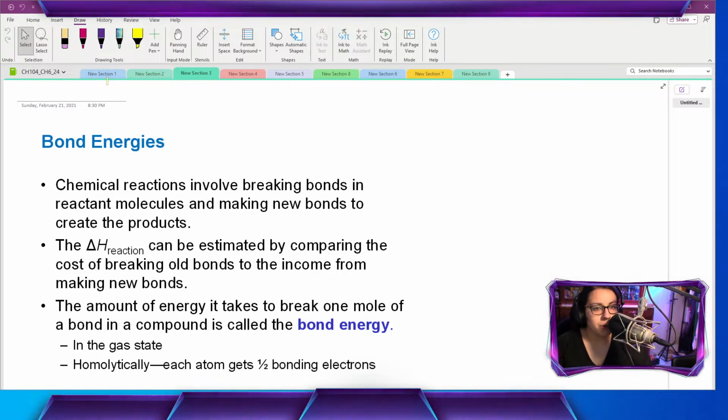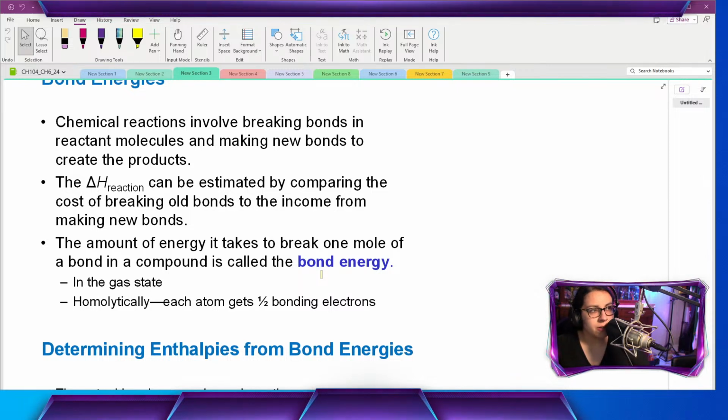And so, quick recap, we were talking about the different types of energies. We mentioned potential energy, and that's what we're going to be talking about. The potential energy stored in bonds is compared to kinetic energy. Remember, kinetic energy is the energy of motion. Now we're looking specifically at the potential energy involved in bonds, so making and breaking bonds. Chemical reactions involve breaking bonds in reactant molecules and making new bonds.